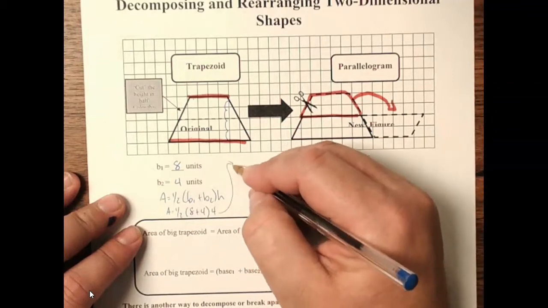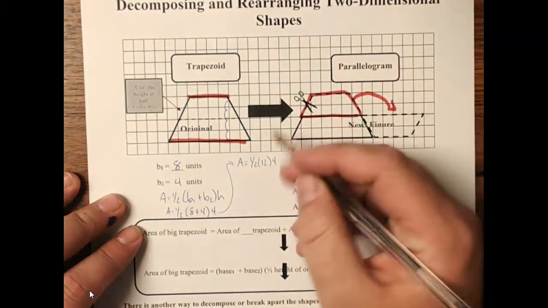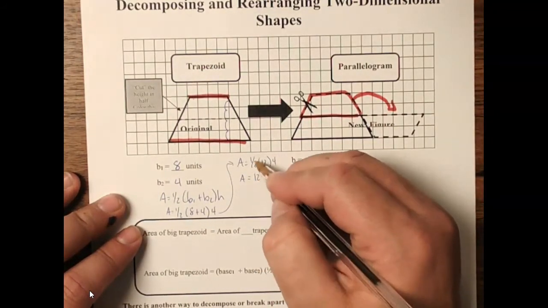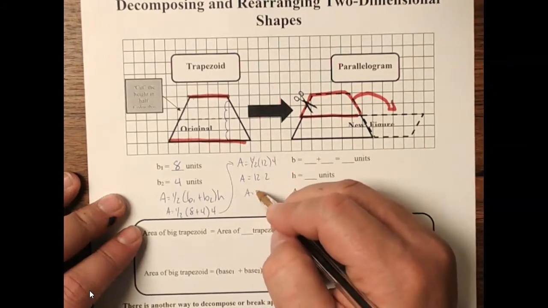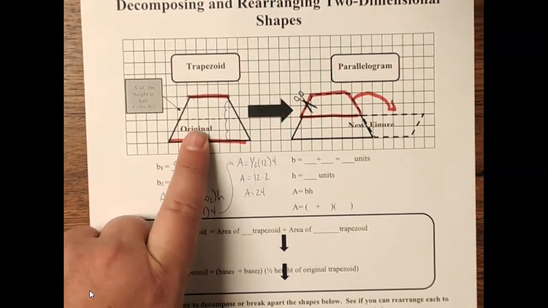I'm going to come up here. Area equals 1/2 of 12 times 4. Doesn't matter which one you do. I'm going to do area equals 12 times 2. I did 1/2 times 4. So my area is 24. That is for my trapezoid.